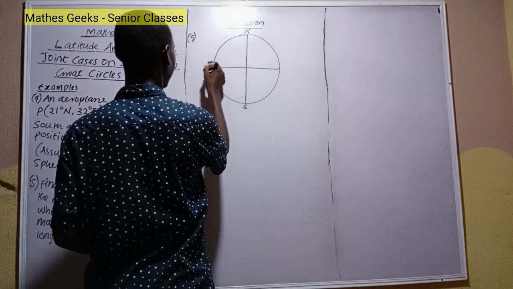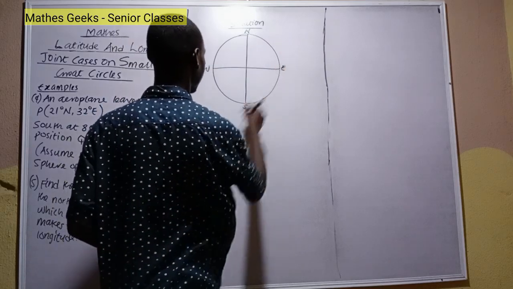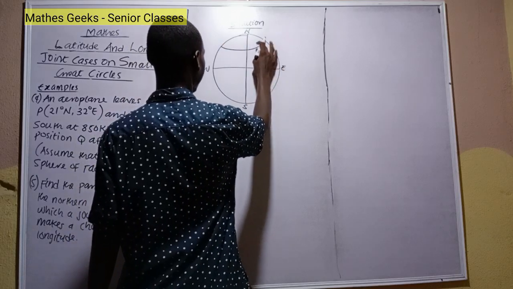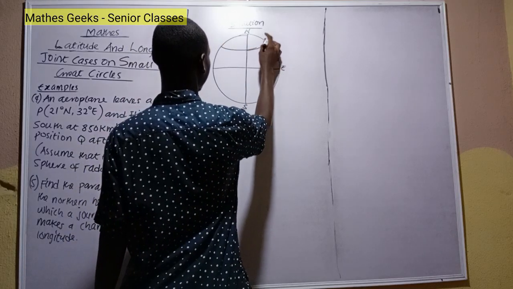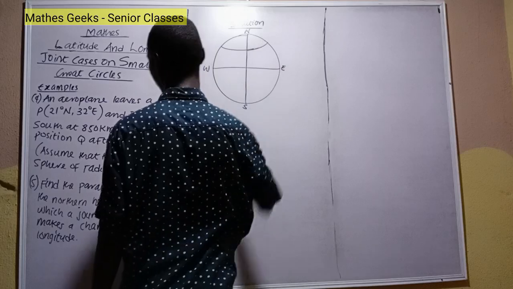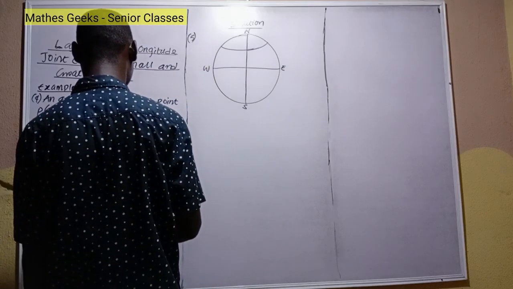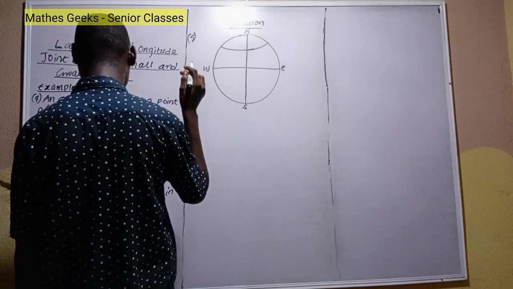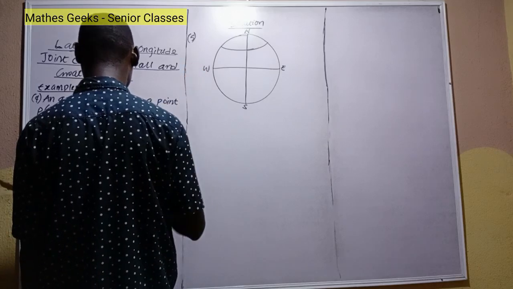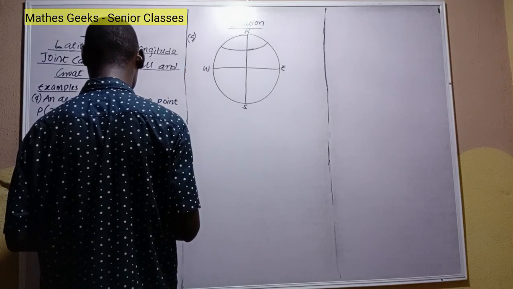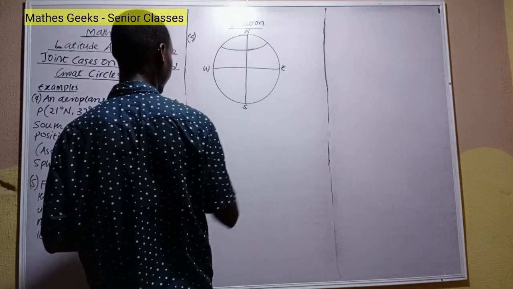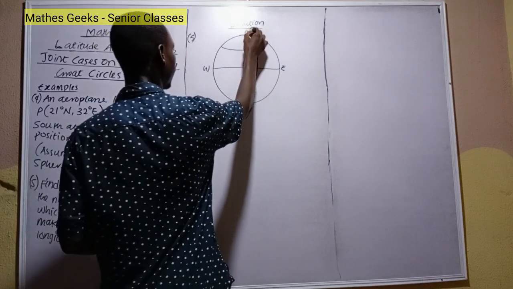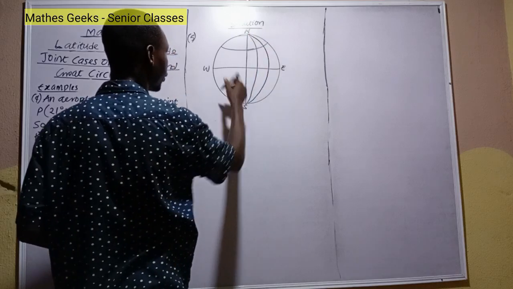North, south, west, east. Latitude. Find the parallel of latitude in the northern hemisphere along which a journey of 640 kilometers makes a change of 8 degrees in longitude. So there was a slight change in longitude.